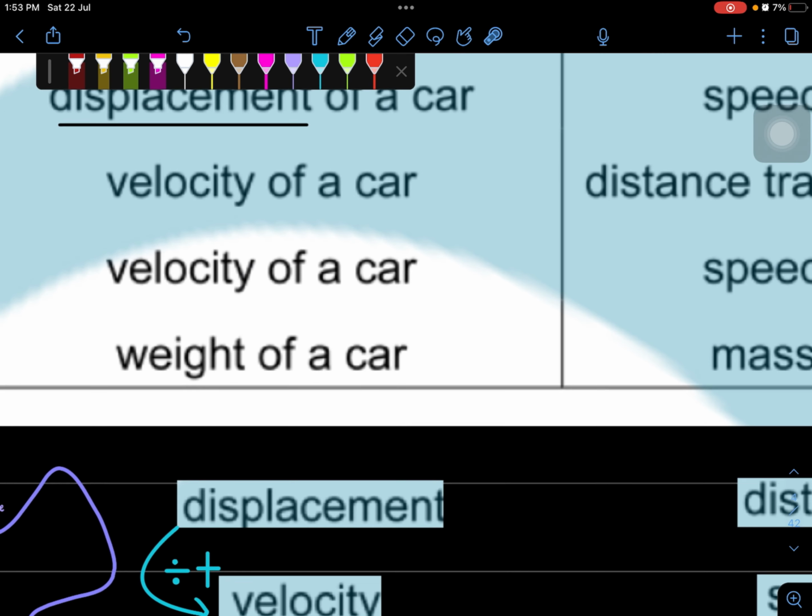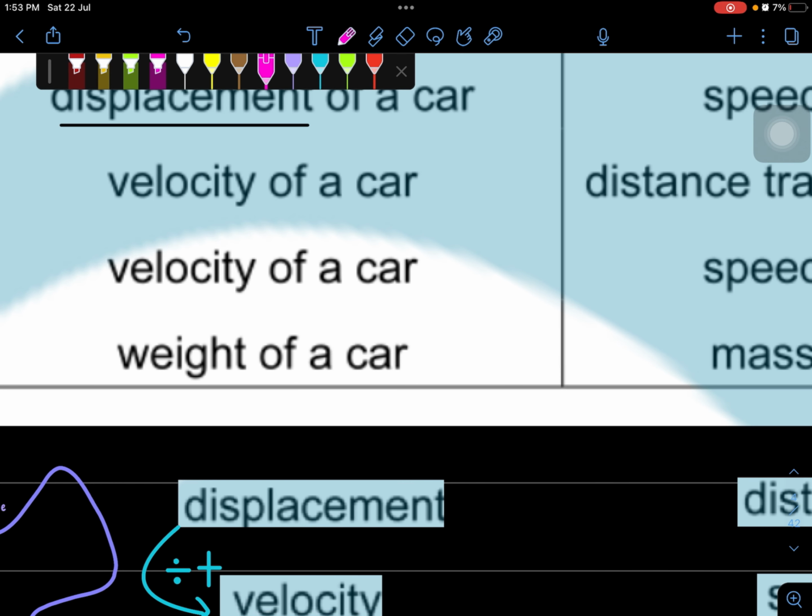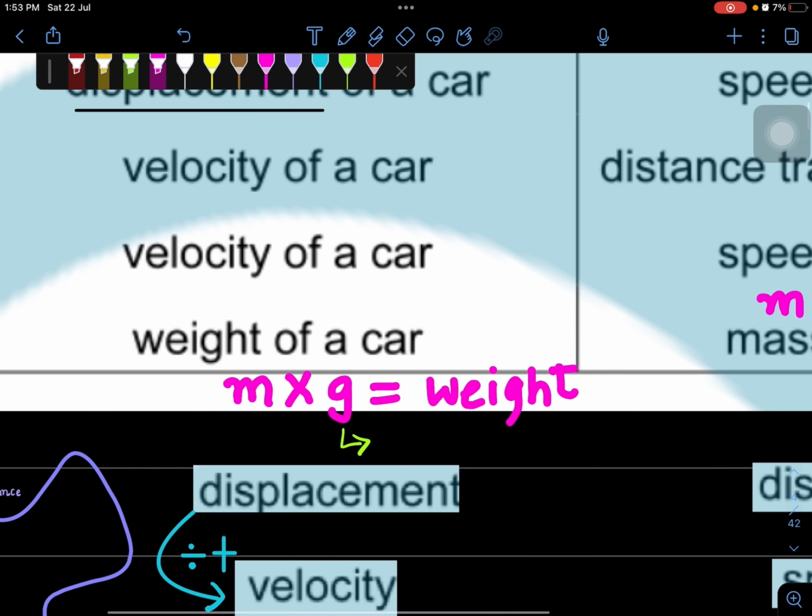Okay? So, the mass, I'll use the letter m for mass, multiplied by the gravitational field strength equals the weight. We take the value of g to be 10 meters per second squared, or 10 newtons per kilogram. We'll discuss the differences between mass and weight in more detail, and the units, in the following few chapters.